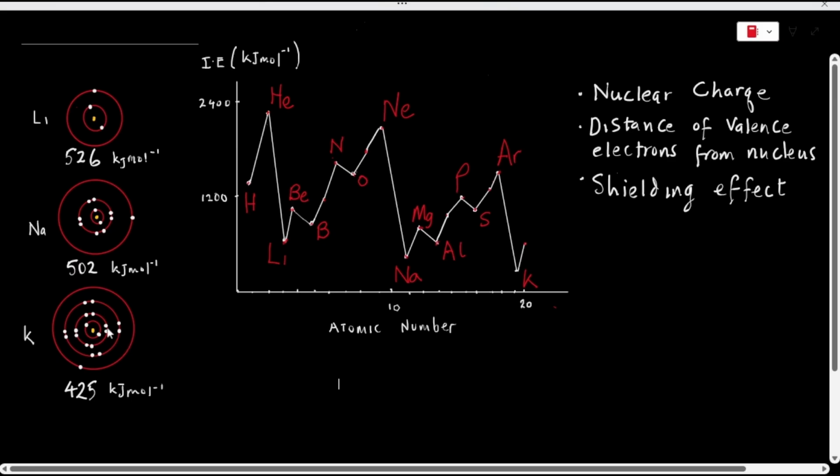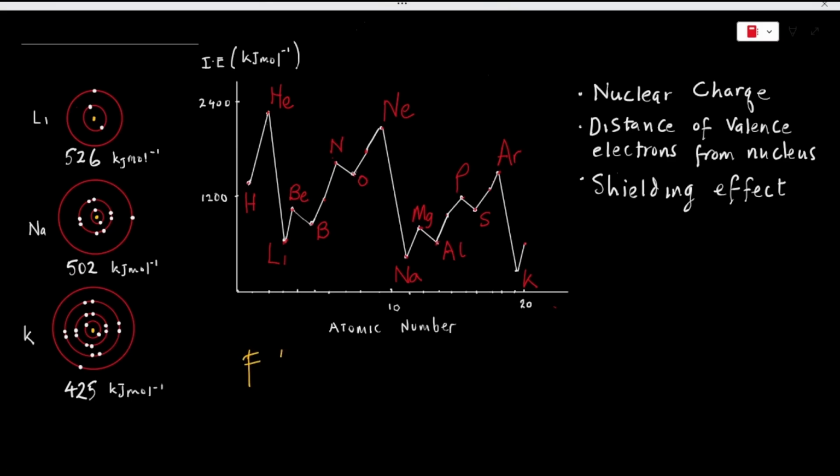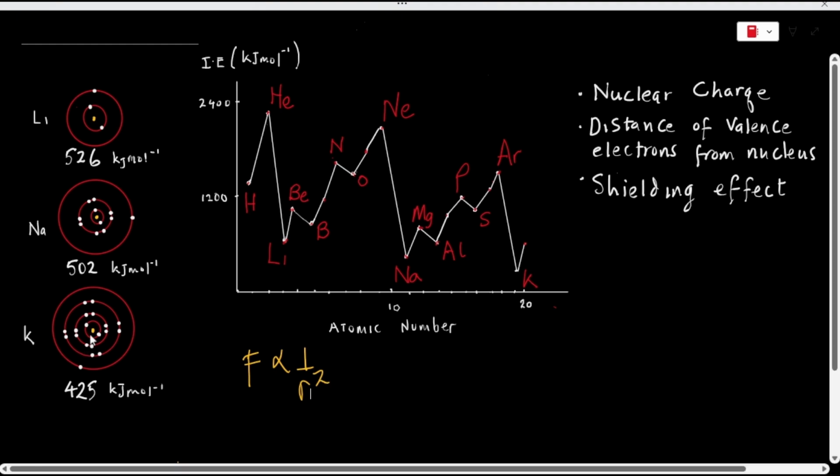Now, according to Coulomb's law, the force is inversely proportional to the distance from the charge. And so the greater the distance of the valence shell electrons from the nucleus, the smaller the force of attraction on them, the smaller the binding force on them. And so with the weaker nuclear influence and the weaker binding force, less energy is required to remove electrons from them.